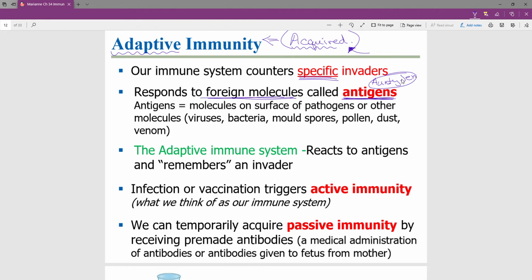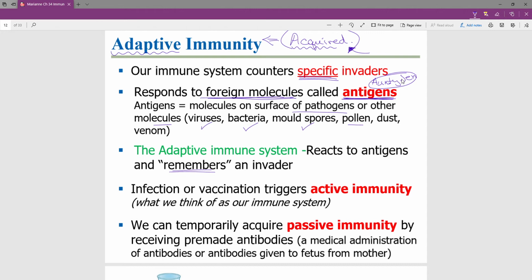So basically antigens are molecules on the surface of pathogens or any molecule. So again, all the different things that could be antigens. They could be viruses, they could be bacteria, they could be mold spores, they could be the wrong kind of blood, they could be anything really, pollen, a peanut. Any of those kind of things are going to create antibodies in you. So the adaptive immune system reacts to antigens and remembers them. So it keeps a bit of a log. It's like a response that you have once, and then your body is primed.